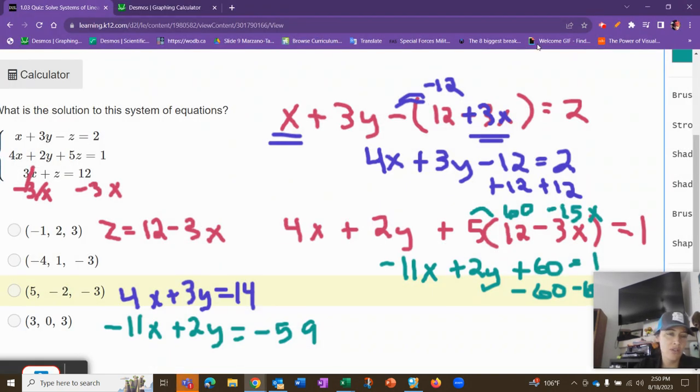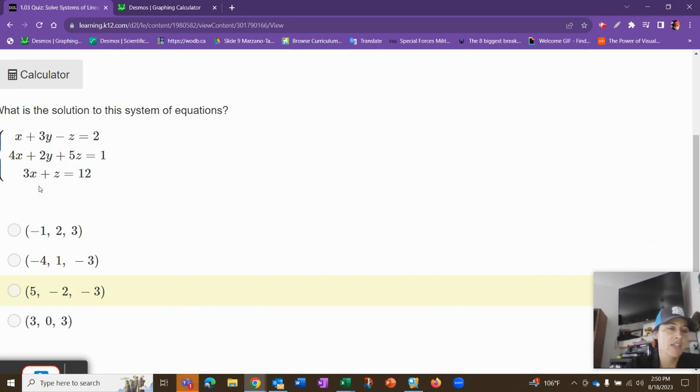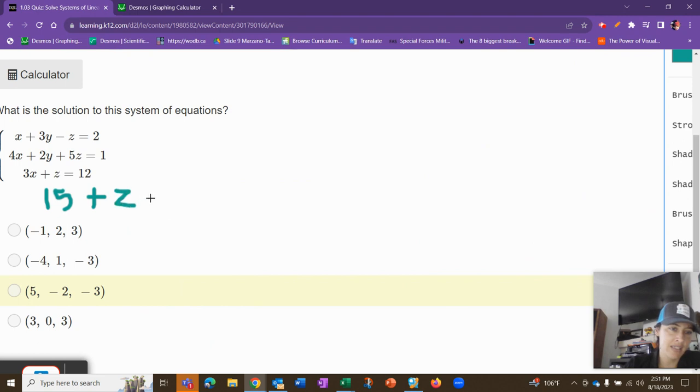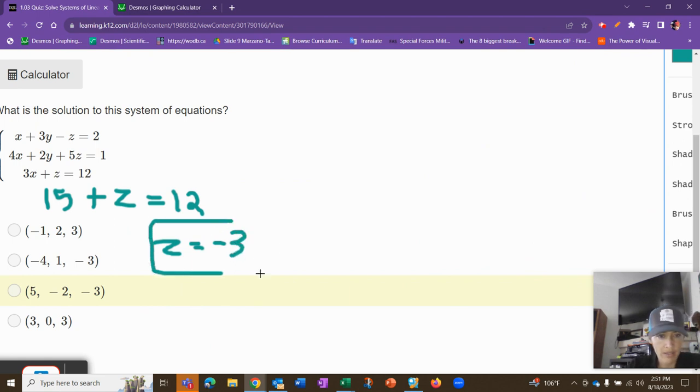We can then use 5 right here. And actually, we just needed 5 to find z. Oh, even better, you could have just used that equation. All right, anyway, we would have 15 plus z is equal to 12. Therefore, z is equal to negative 3. Oh boy, lots of fun.